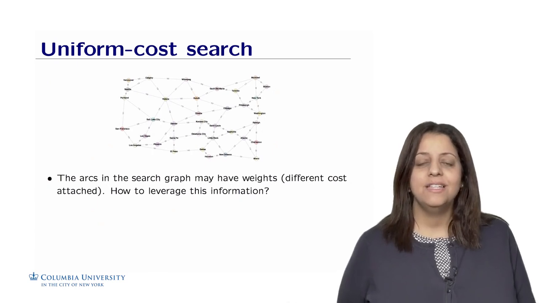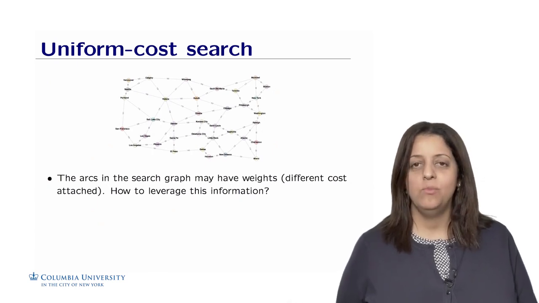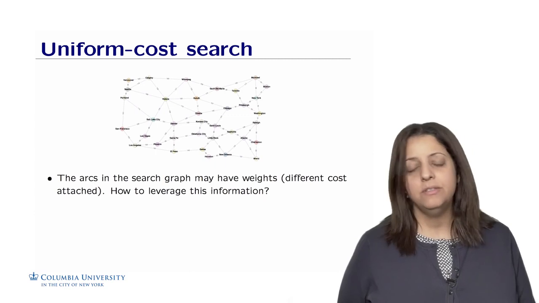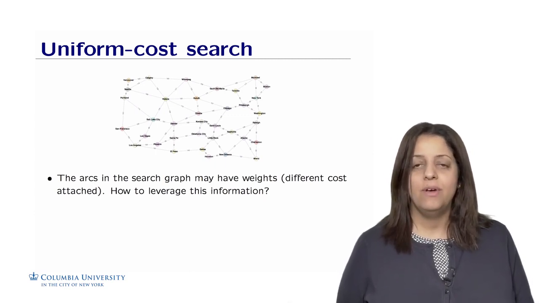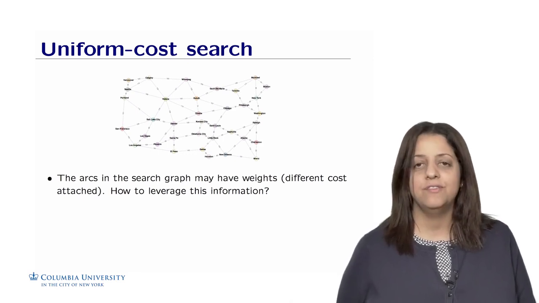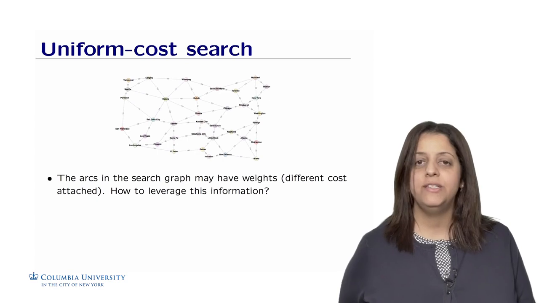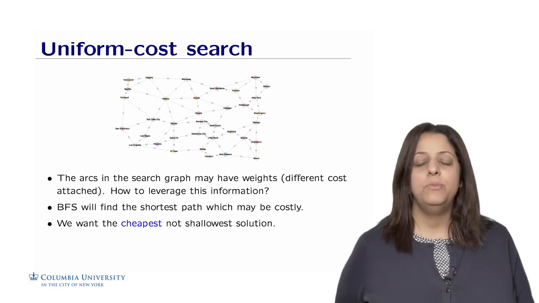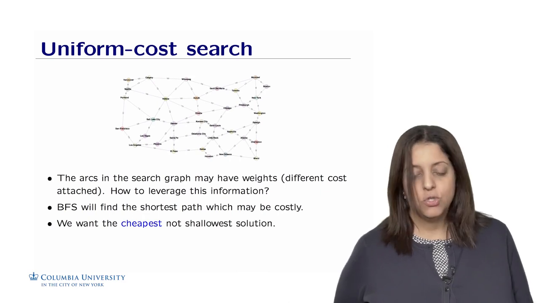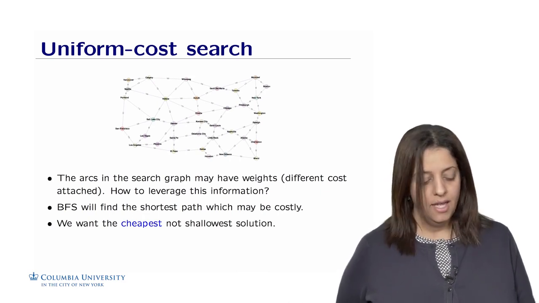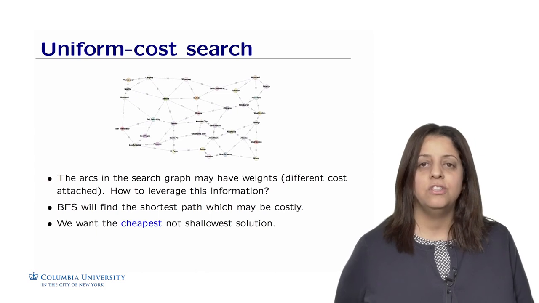You might have noticed that the arcs on the search graph may have some weights or costs. For example, it may be the distance between two cities. And so far, the search algorithms we have been using do not leverage this information. So how can we leverage this information to help the search to find the optimal solution? So remember, BFS will find the shallowest solution, which is the shortest path, which can be costly. What we want is the cheapest solution, not the shallowest solution.